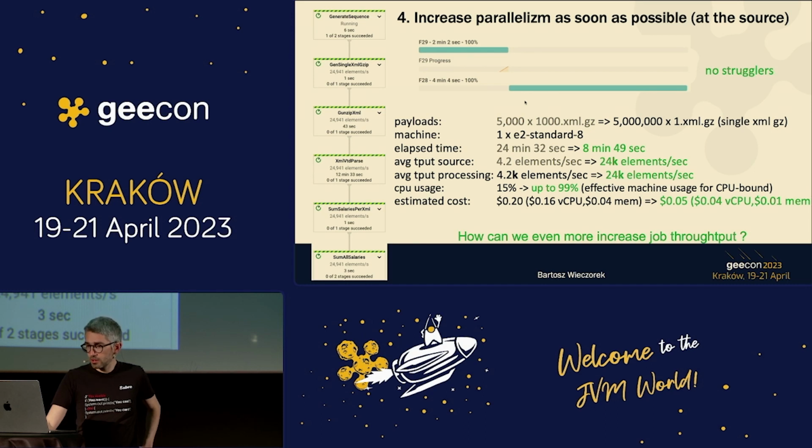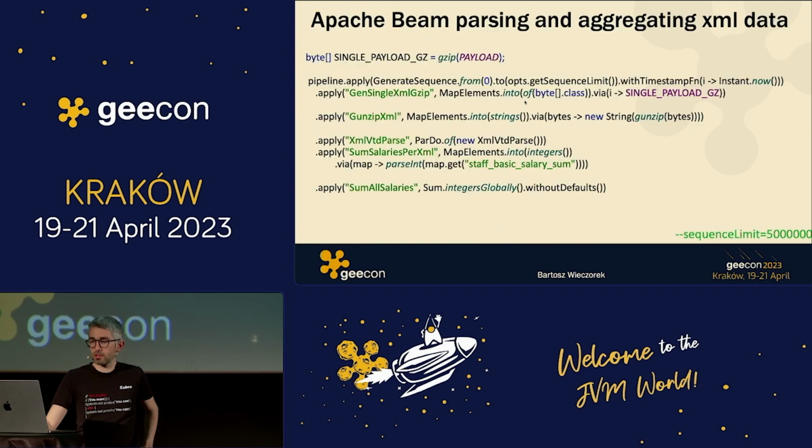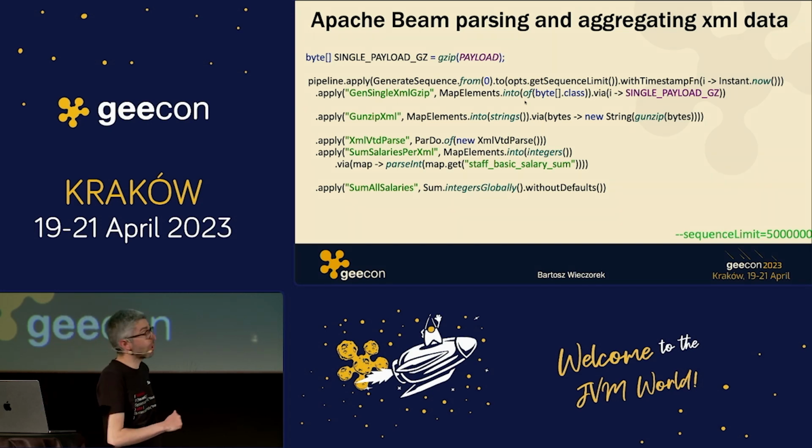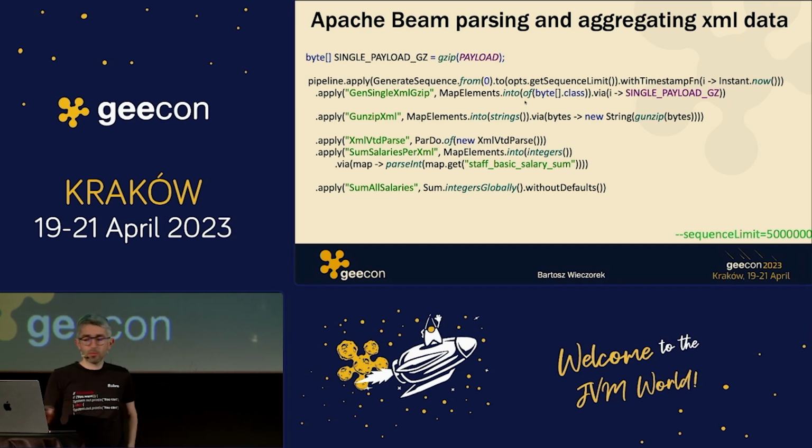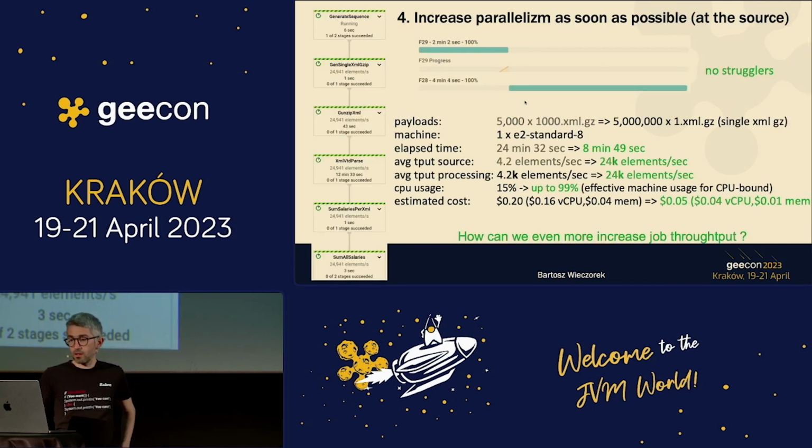So the throughput increased by about 5 times, only because we have the same data differently packaged. You can see the modified version of the same flow, but this time we are accepting a single payload gzip instead of 5,000 elements in a sequence, but 5 million. The same logic applies, we'll get the same results. And estimated cost got reduced by 4 times.